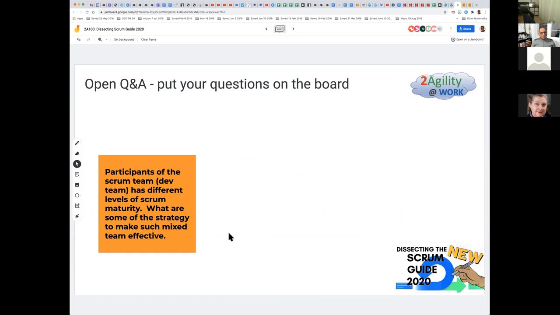So here's one question: participants of a Scrum team have different levels of Scrum maturity. What are some strategies to make such mixed teams effective? Now, there are hundreds of strategies for that. Again, I have no context. It depends on who put this question there. Would you be able to give some context to it?